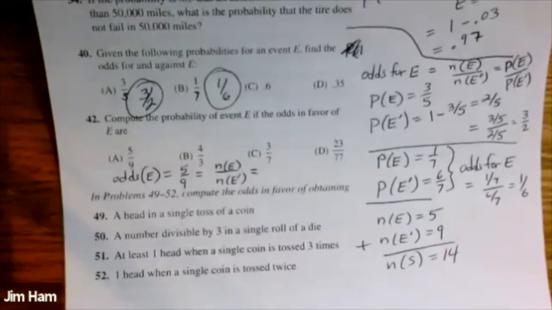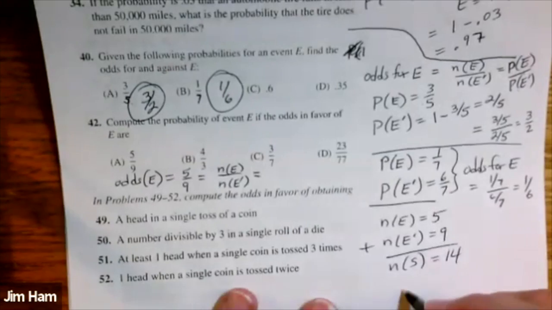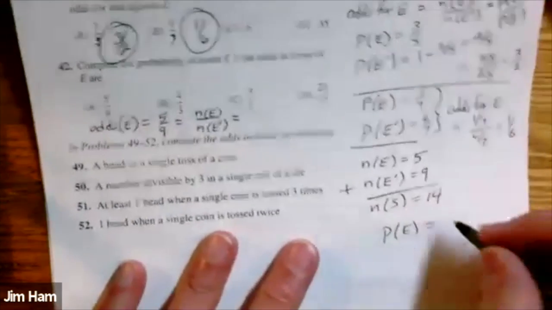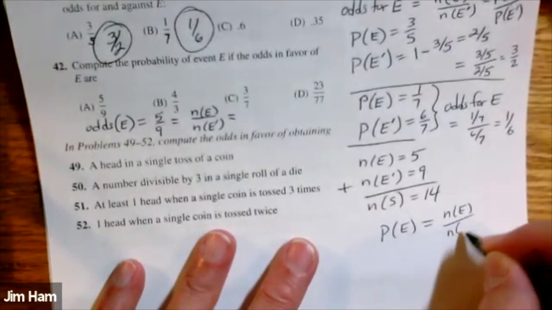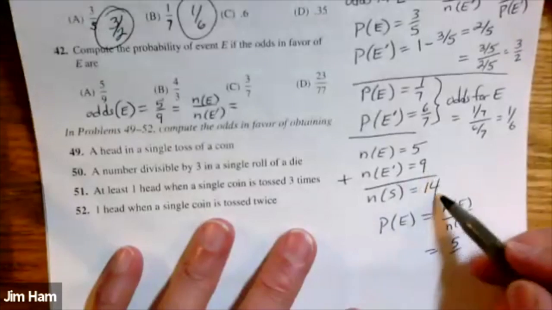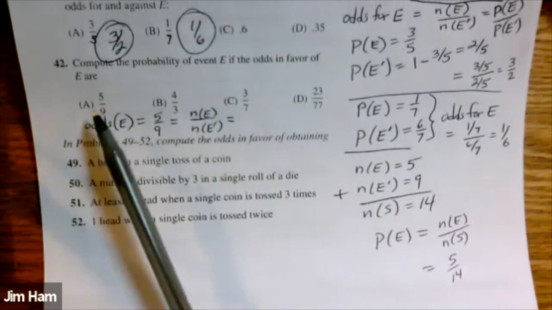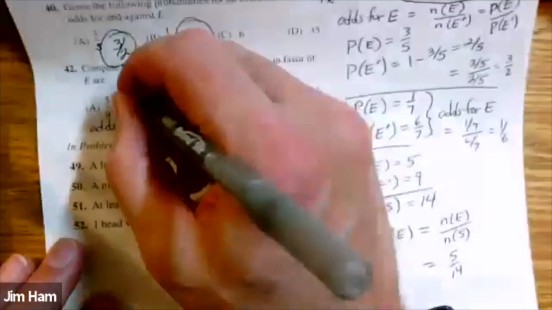It's always going to be the case, since E and E complement take into consideration all the possible outcomes. You're either in E or you're not. So if we add the number in E with the number not in E, we're going to get the number in the entire sample space. If we want the probability of E, then we take the number of ways that E can occur and divide by the number in the sample space. So number in E is 5, number in the sample space is 14. We're working backwards, but the answer to 42A would be 5/14.